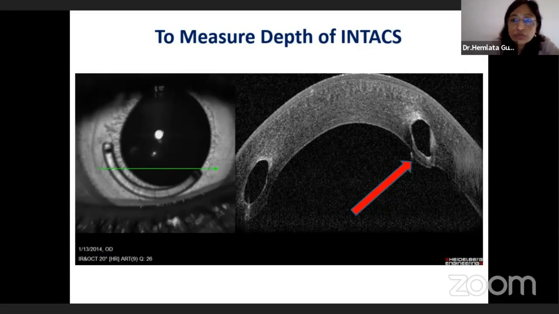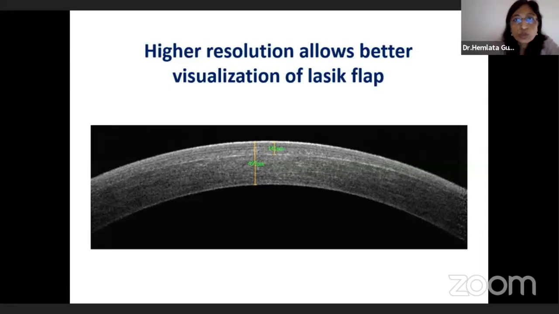OCT is also useful to assess the position and depth of the intacs. Post-operatively, it often happens that there is stromal melting, and sometimes we need to explant the intacs. Before explanting, if we do anterior segment OCT to see the depth of the intacs and how much stromal thinning is overlying the area of the intacs, it is useful in the management of the case.